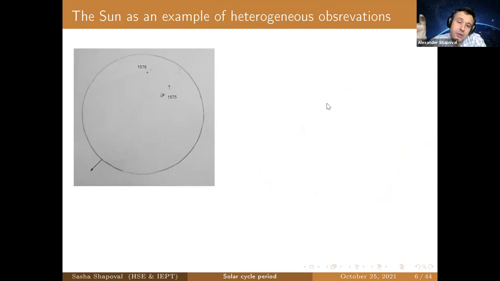Let us return to the sunspots, which will be the main character of my presentation today, and return to heterogeneity, to heterogeneous observations, because the sun is an example of heterogeneous observations. Now you see the sun at, I don't remember when, and you see some black areas, and now you know that these areas represent sunspots. And some of them are clustered.